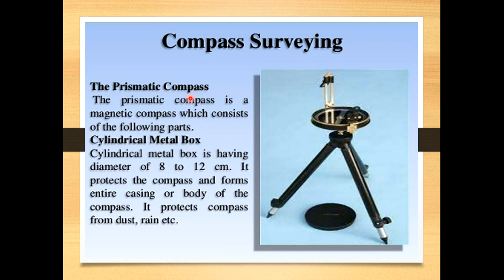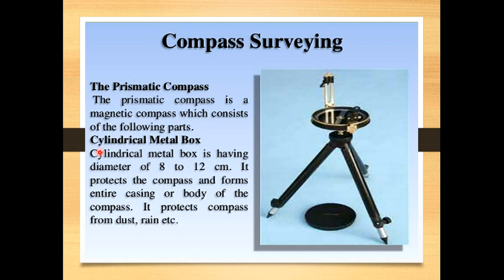The prismatic compass is a magnetic compass which consists of the following parts. See this diagram. This is the vane, the guide vane. This is the circular metal box. The internal part is the magnetic needle. This is the screw, and this is the tripod stand.